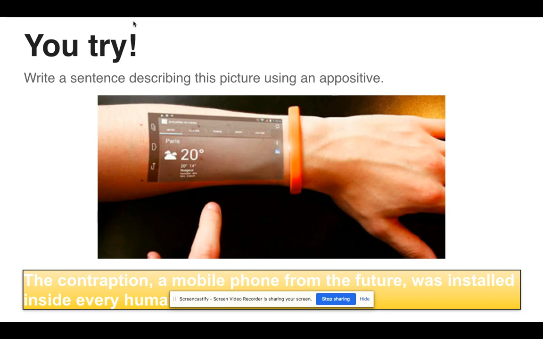All right, here's my example that I came up with. The contraption, a mobile phone from the future, was installed inside every human's arm. So here my appositive is "a mobile phone from the future." You can see that it's a noun phrase, and it's being used to rename or give more information about the main noun right next to it, which is the contraption. You can also see that it's set off by two commas, one right before it and one right after it. So as you're trying to use appositives in your sentence, you should make sure to follow those rules as well.